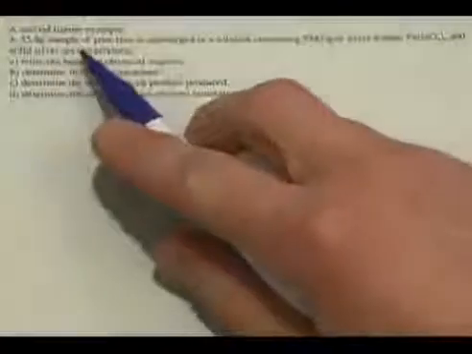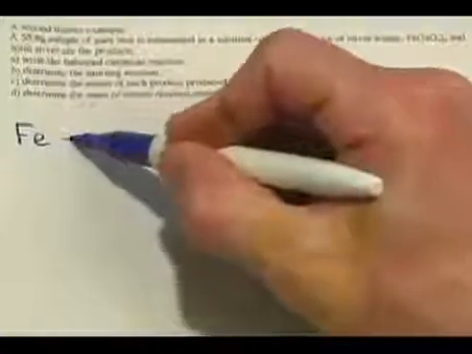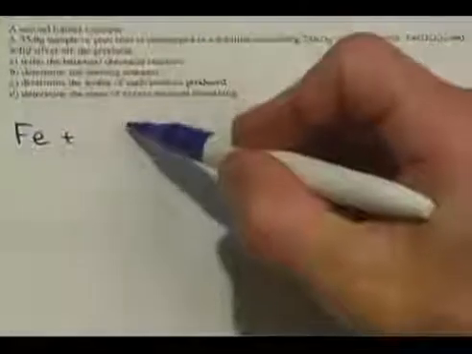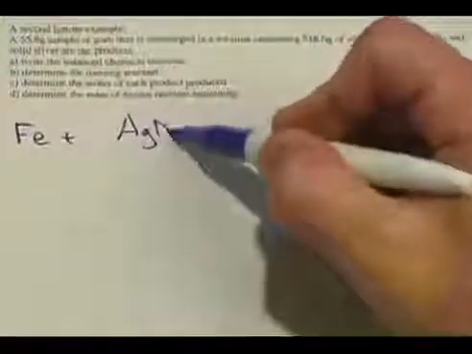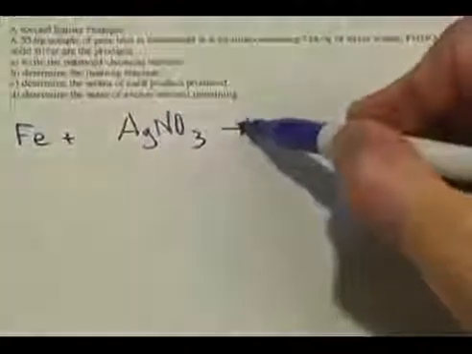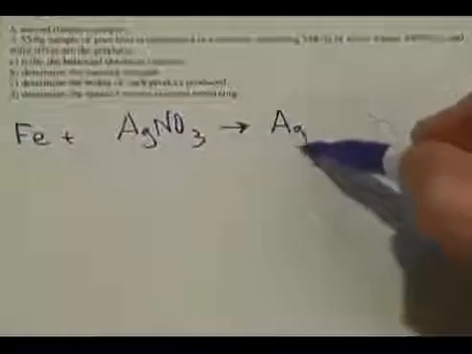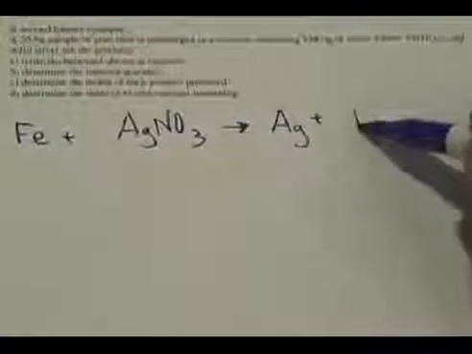This one says a 55-gram sample of pure iron is submerged in a solution containing 338 grams of silver nitrate. Iron nitrate and solid silver are the products. So, step number 1, write the balanced chemical equation. So, iron is submerged into a solution containing silver nitrate, AgNO3, and it tells us that one of the products that is formed is solid silver, and the other product that's formed is FeNO3.